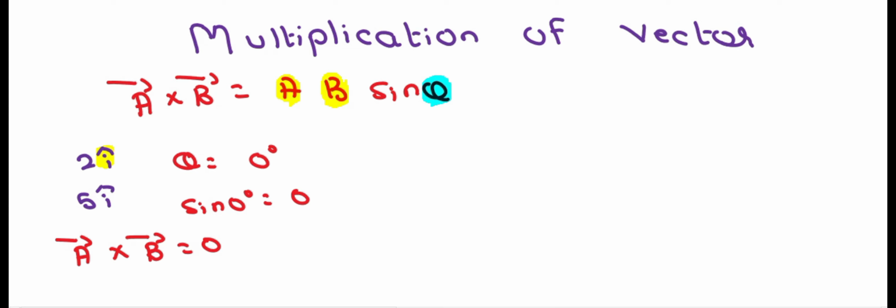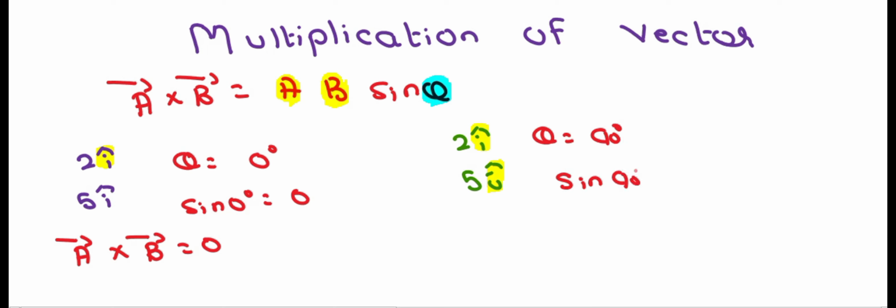Similarly, if we have two vectors, let's suppose 2i and 5j. i represents the direction of that vector along the x-axis, j represents the direction along the y-axis, and the angle between the x-axis and y-axis is 90 degrees, and sine 90 degrees is equal to 1. So the cross product a cross b is equal to ab.